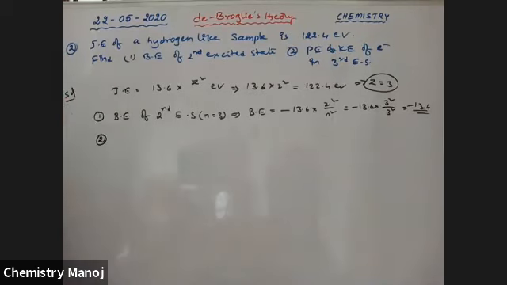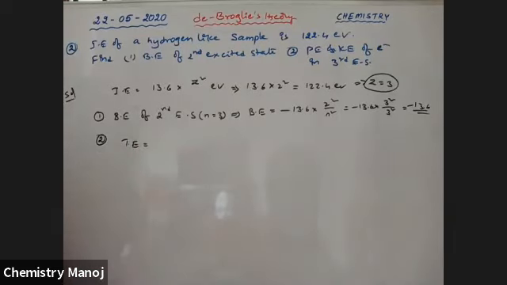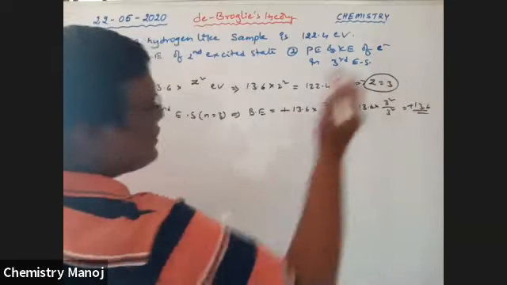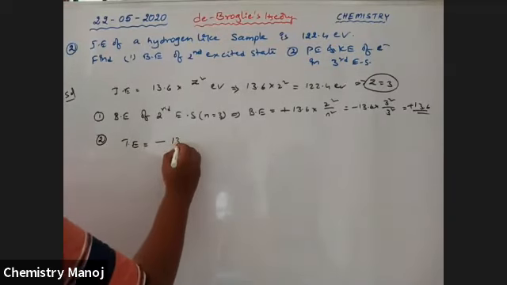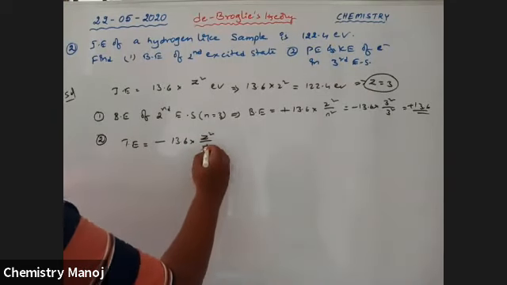Potential energy and kinetic energy. First of all, I am going to calculate total energy. That total energy is converted into potential energy and kinetic energy. So now I am going to calculate total energy. What is the formula to calculate total energy? Total energy is equal to minus 13.6 into Z square by N square, in electron volts.